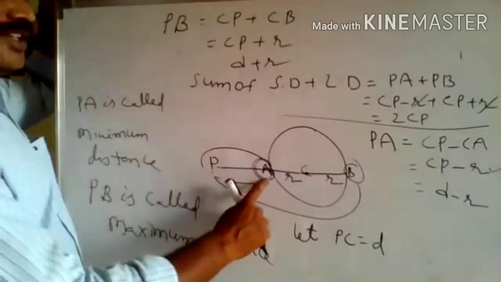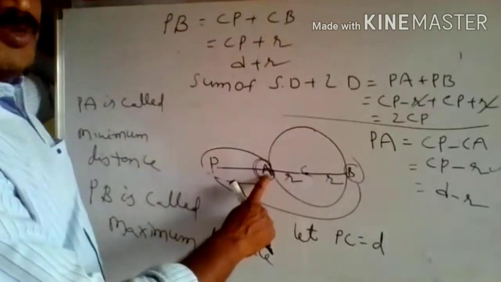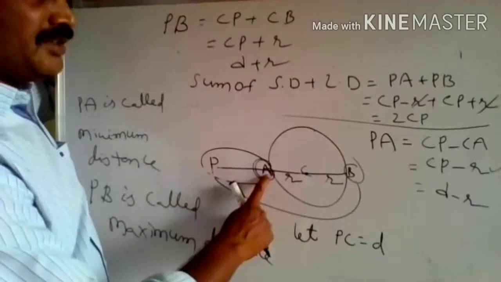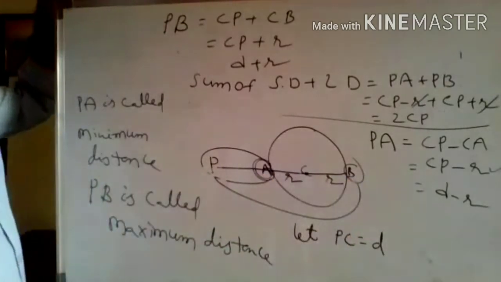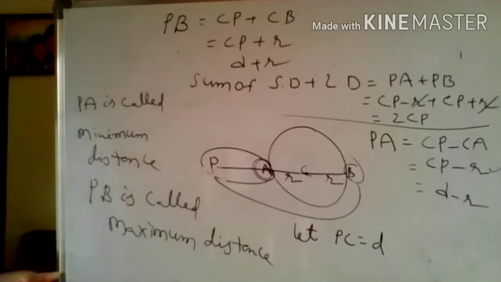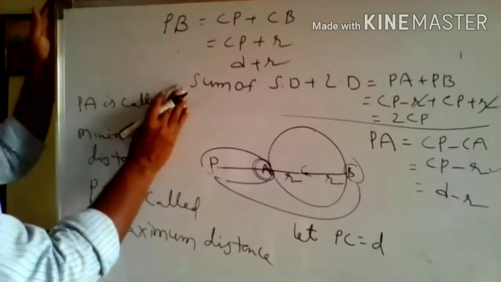PA is called the shortest distance, so A is the minimum point. B is called the maximum point. How to calculate the minimum and maximum point?